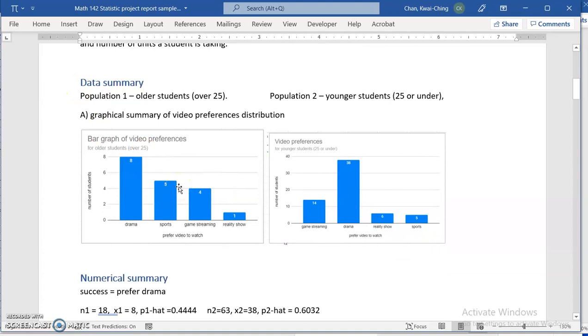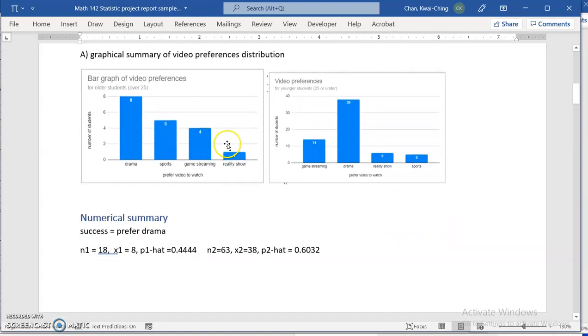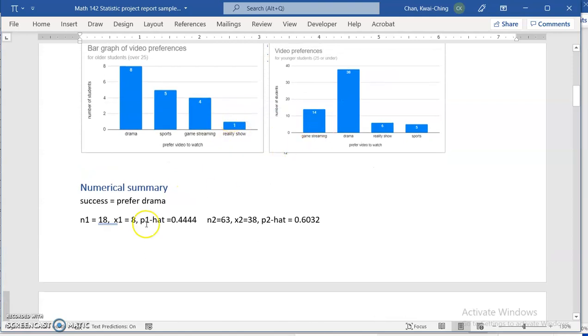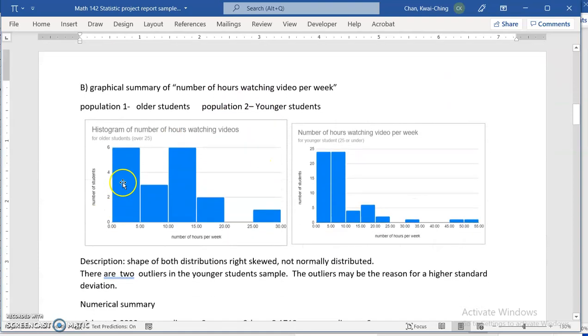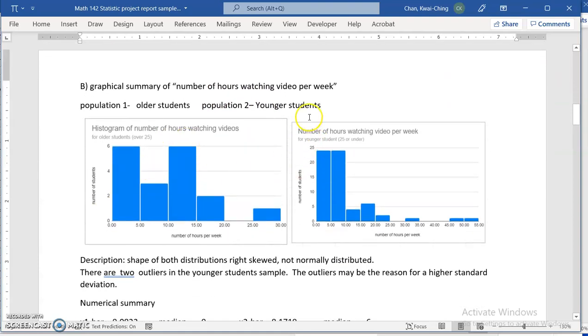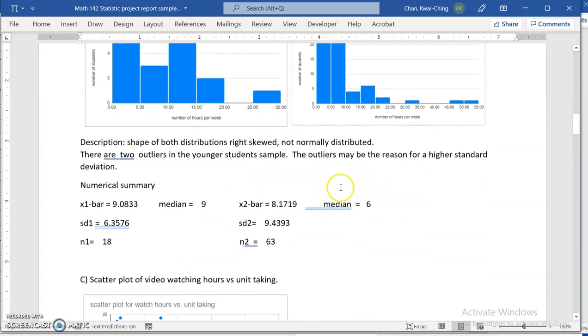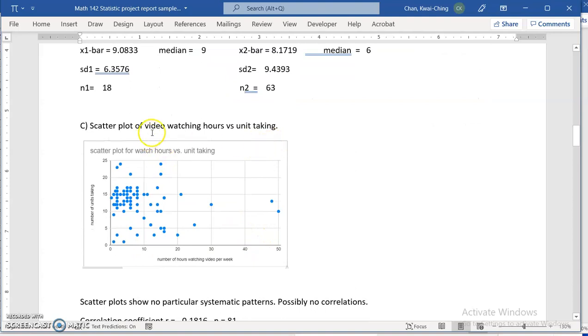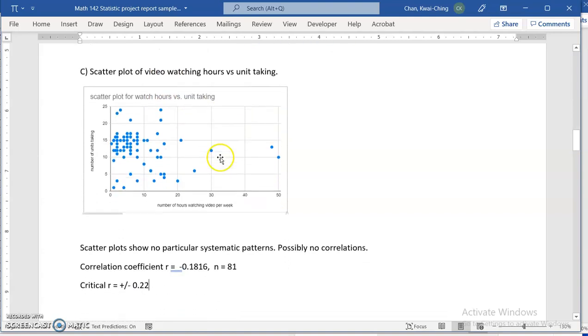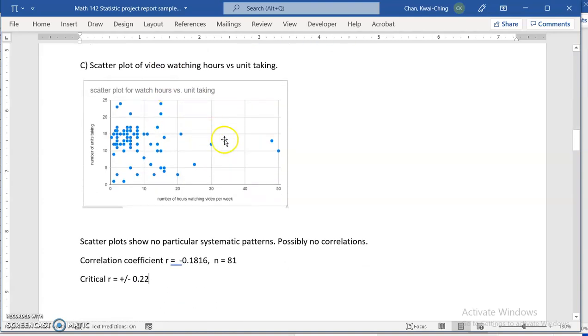So that's the data summary that I have, 3 parts. First part is categorical data. You have to have 2 bar graphs and N1, X1, N2, X2. Second is 2 histograms for the quantitative data. At the end of the day, you have 2 histograms, X1 bar, S1, N1, X2 bar, S2, N2. And then you have a scatter plot that shows the scatter plots of 2 quantitative data. They don't have to be combined. They don't have to be separated. They can be combined into one scatter plot.